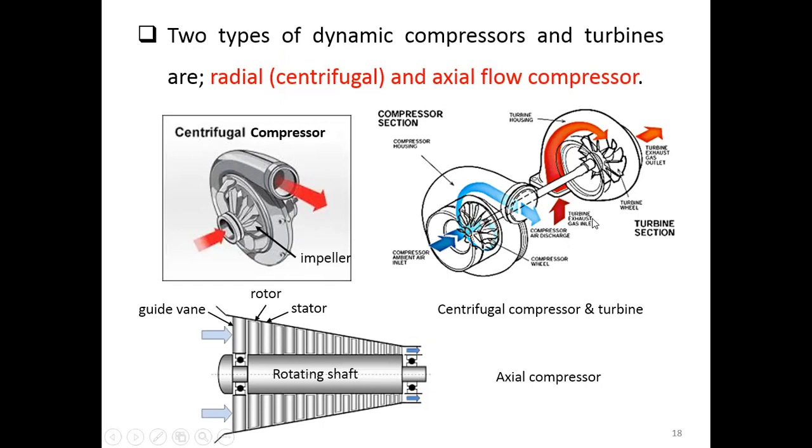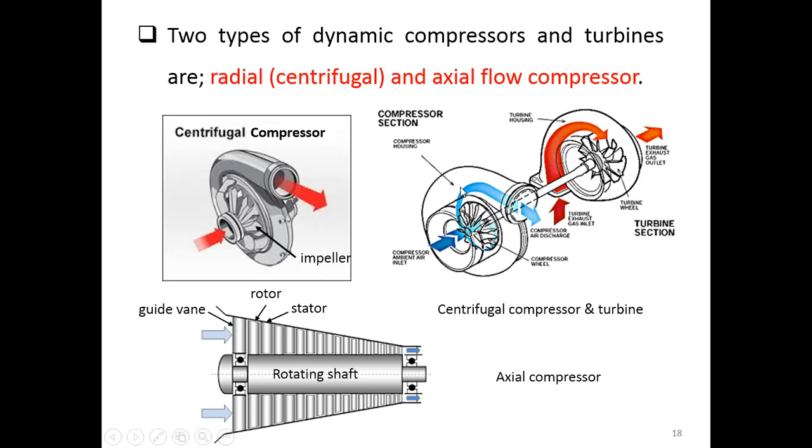Here I show you both the centrifugal compressor and the centrifugal turbine. Sometimes they call it a radial compressor and a radial turbine. Both are the same, except one is expanding, which is a turbine, and the other one is compressing, which is the compressor.